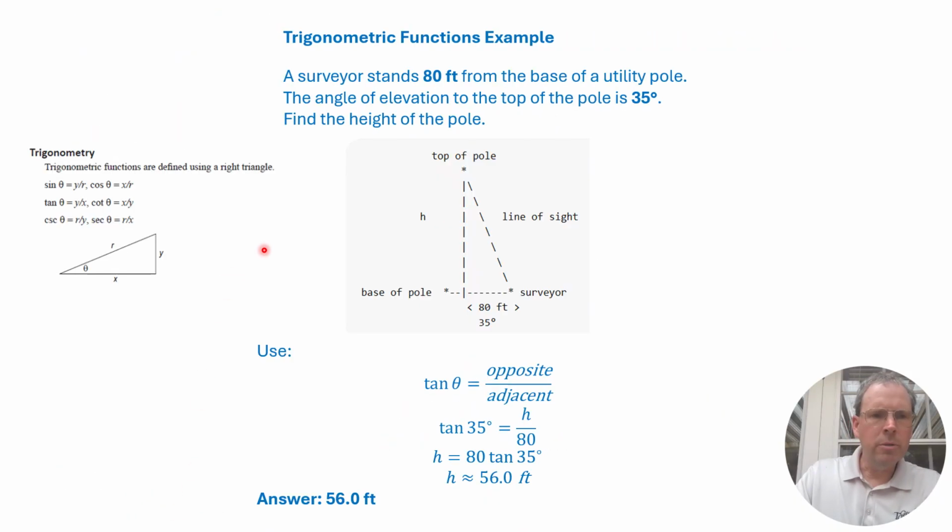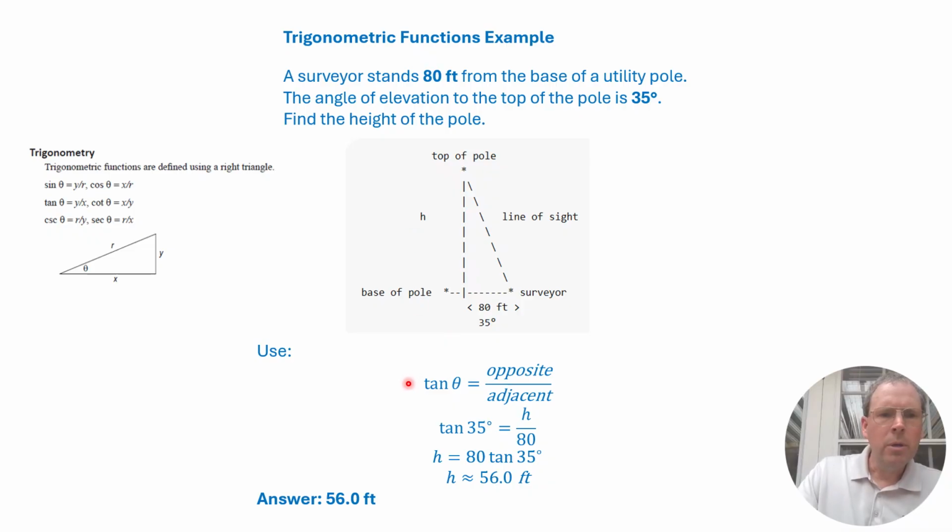And the trigonometry, it's basically your basic sine, tangent, and secant and all that. I'll just do an example for one of these. A surveyor stands 80 feet from the base of a utility pole. So he's standing right here, 80 feet away from this pole. The angle of elevation to the top is 35 degrees, so this angle here is 35 degrees, and you're trying to find this height right here, this h.